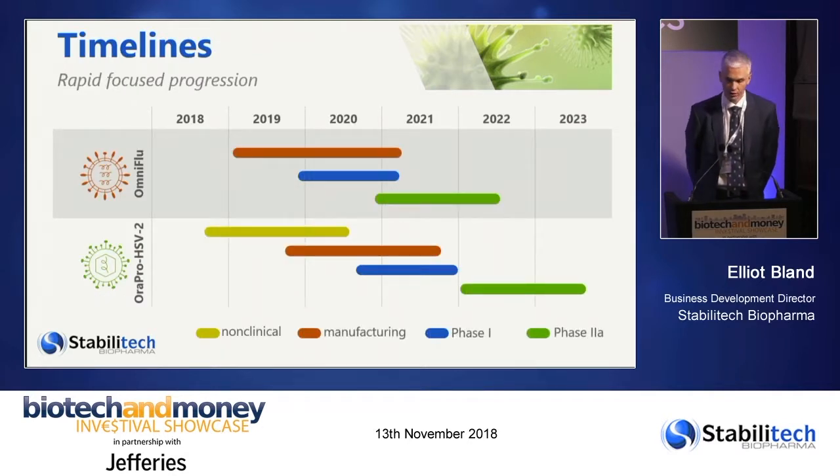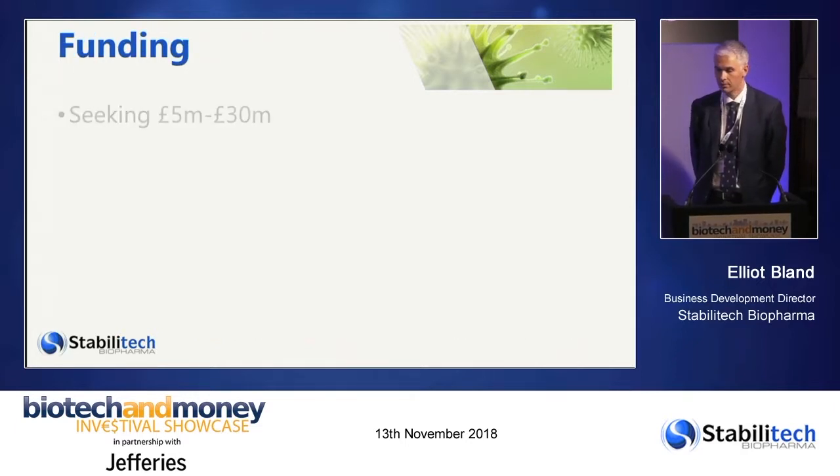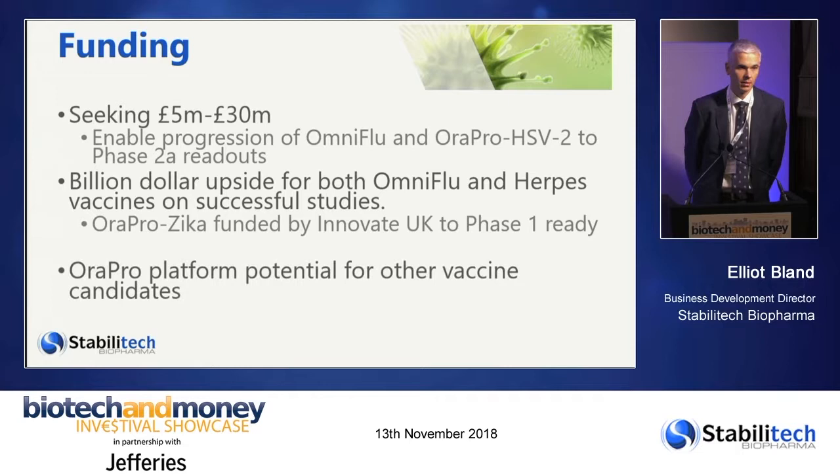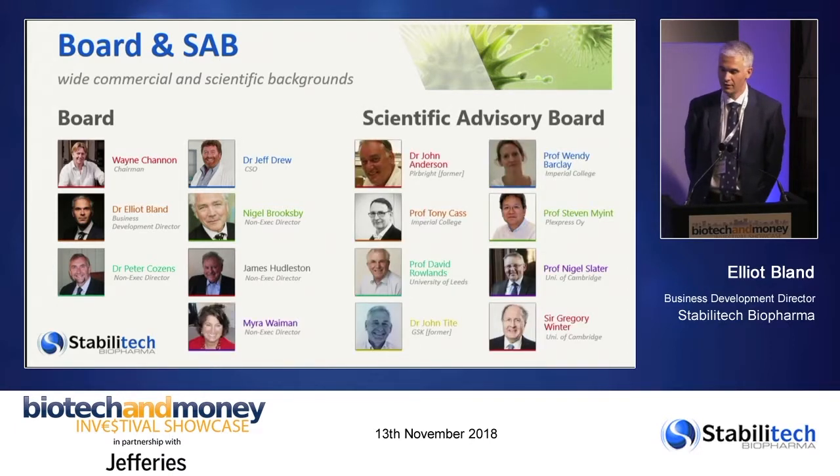In terms of our timelines to progression, as you can see, by the end of 2023, we aim to have phase 2A readout data for both of these programs. And we're seeking up to 30 million to enable that to happen. There's $1 billion upsides for both of these programs. They're both in huge markets. It's worth pointing out that AuraPro-Zika is funded by the UK government to be CGMP ready, so we will have material ready for a first-in-man study, hopefully by the end of next year. And obviously there's many other vaccine candidates that have an opportunity to be developed off that platform.